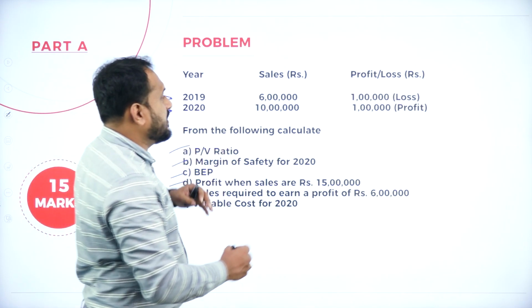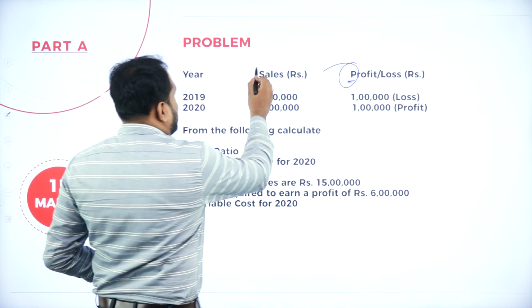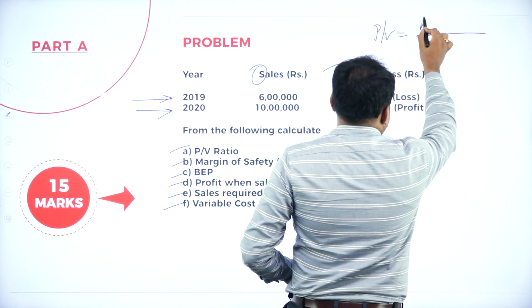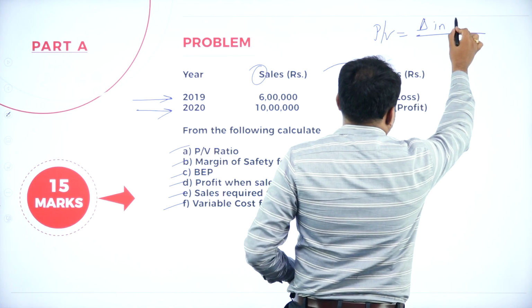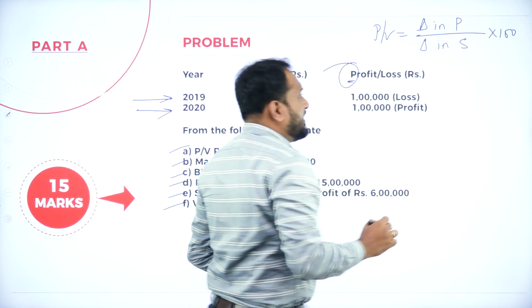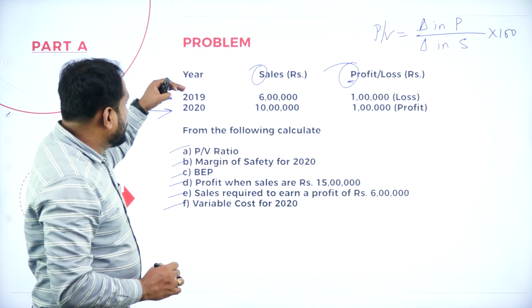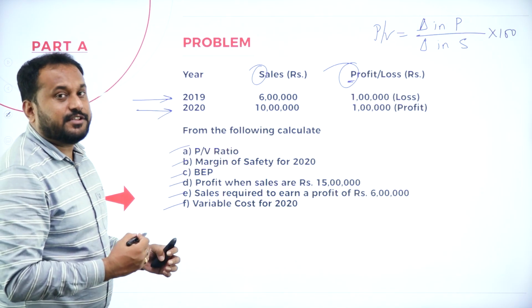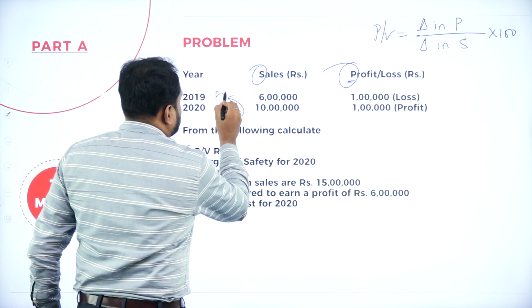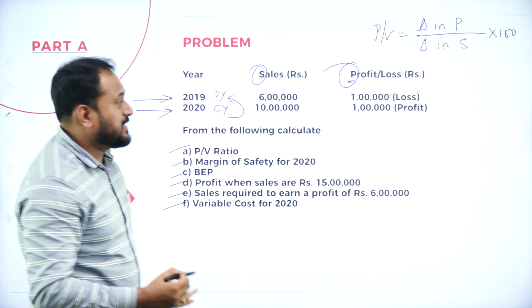Now see here, the word profit, P, comes first in the English alphabet and then S, sales. That is how you go with it. The formula is PV equals change, in the sense delta, in P first, then change in sales, into 100, because everything should be in percentage in PV. Now profit for 2019-2020: the current year in this question is 2020, the fresh year. Now what is the previous year? This is the previous year. Always go with current year minus previous year.